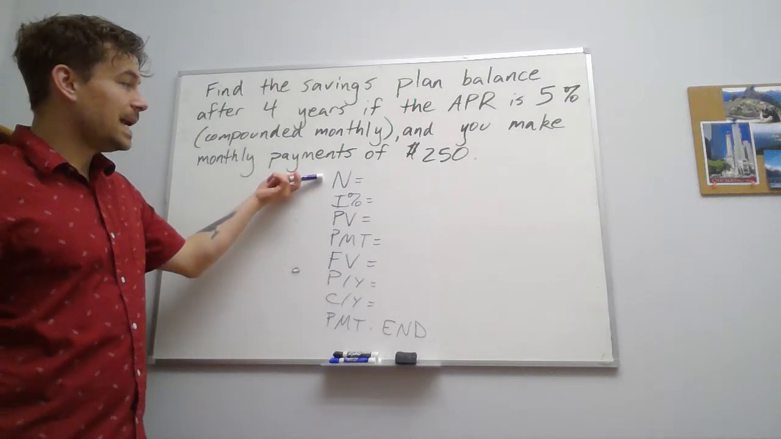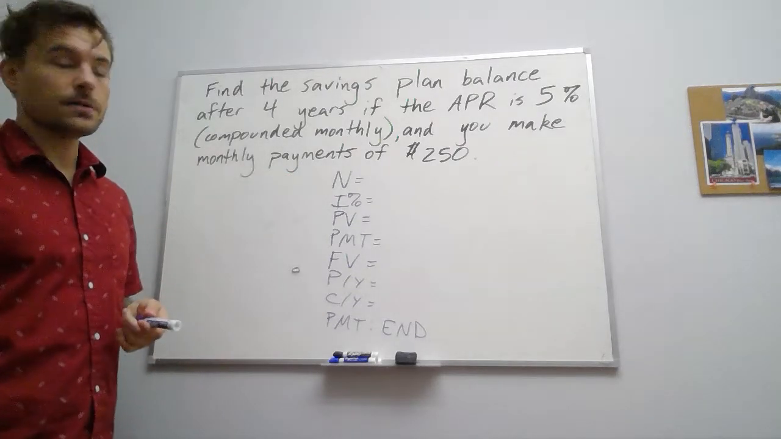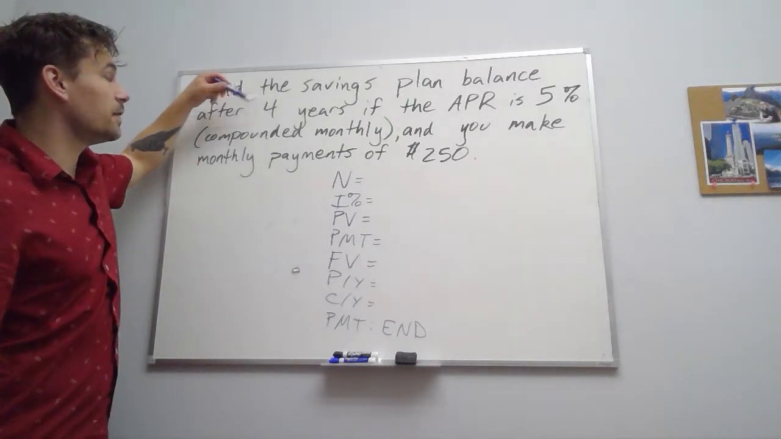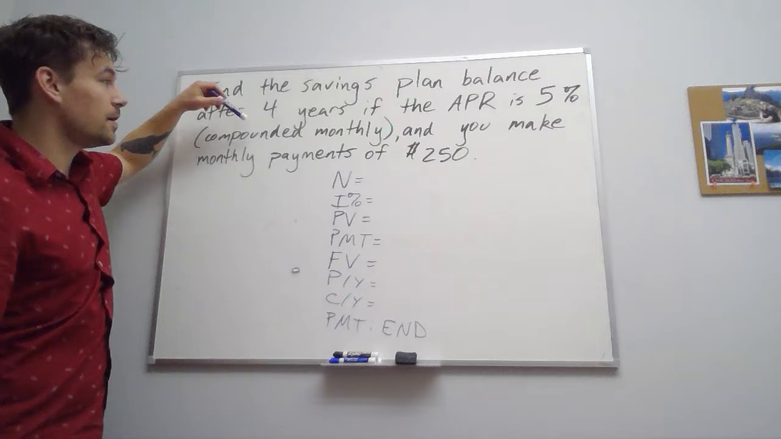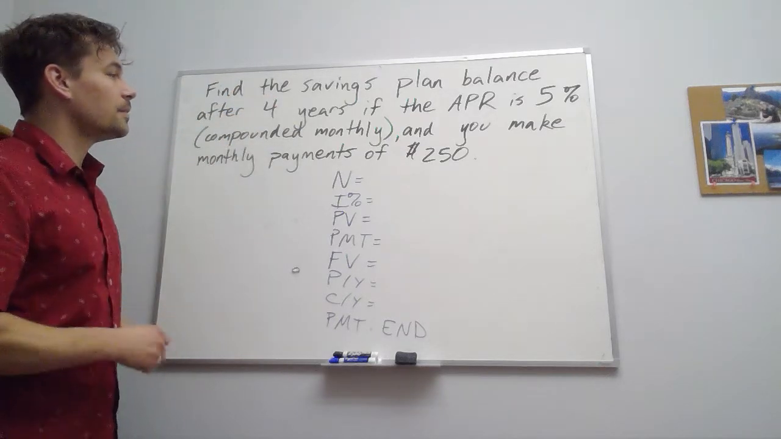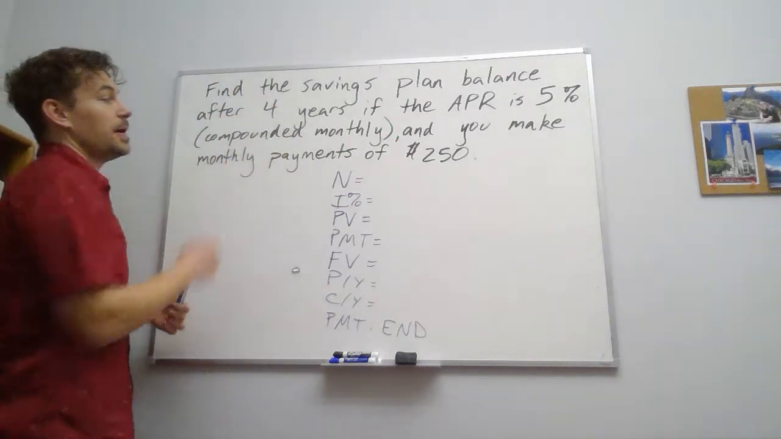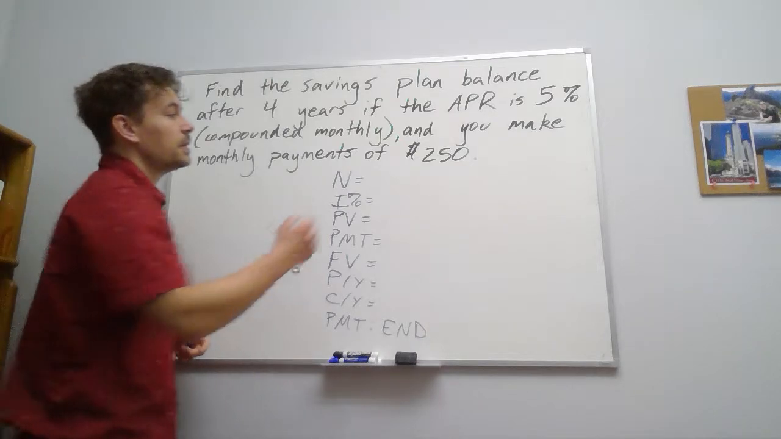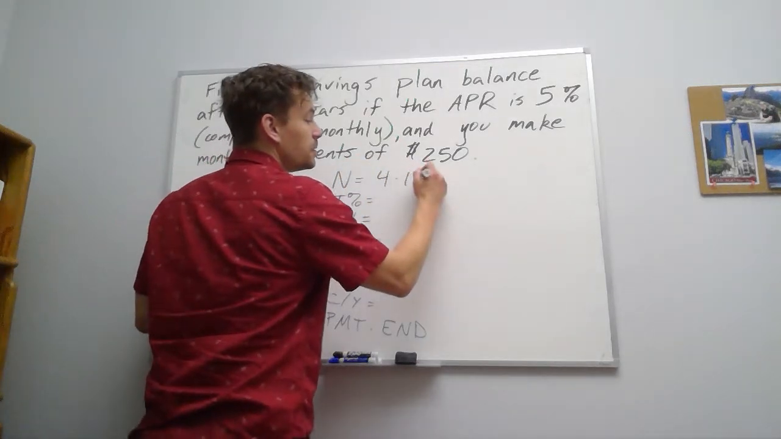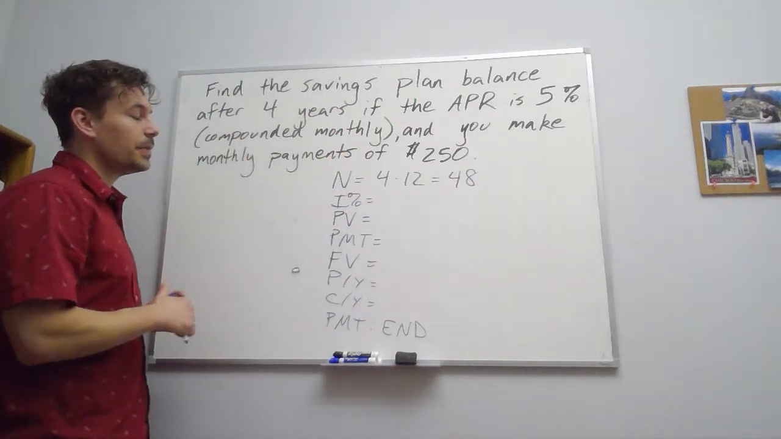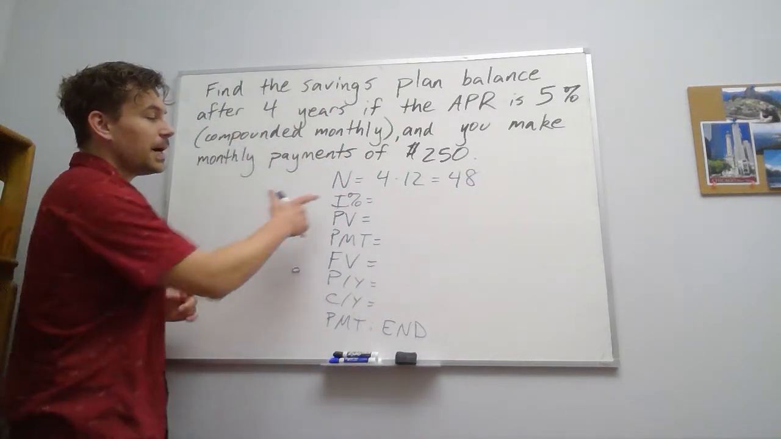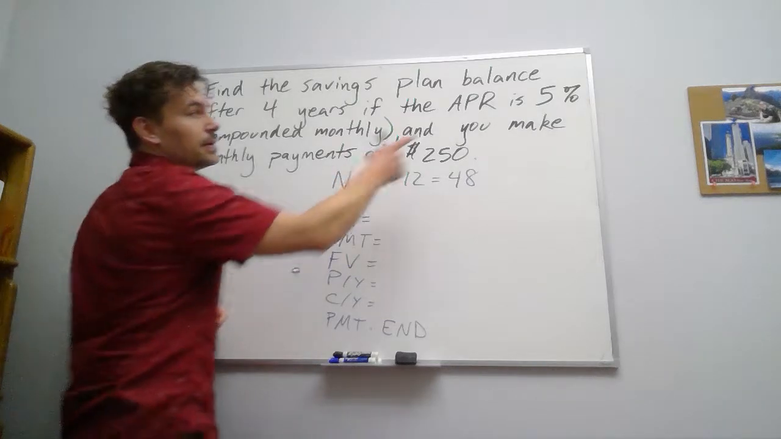So N is our total number of compounds. If we're making these deposits for 4 years, but the compounds are monthly, then we're depositing monthly rather. We're ultimately doing 4 times 12, so 48 total compounds in there. Our interest percentage is 5%.